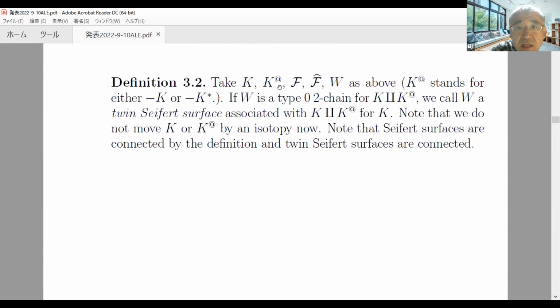Take K, K-hat, F, F-hat, W as above. If W is a type 0 2-chain for K and K-hat, we call W a twin Seifert surface associated with K and K-hat. We don't move K or K-hat by an isotopy now. Seifert surfaces are connected by the definition, and the twin Seifert surfaces are connected too.